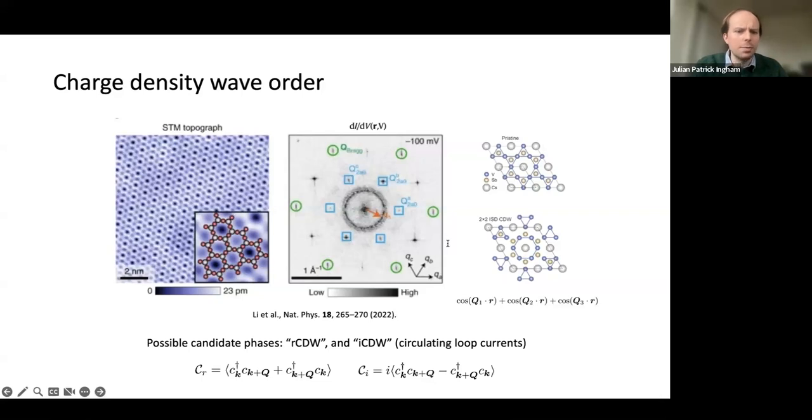So some possible candidate phases that people discussed for this type of charge density wave pattern are this one on the left here, which people call a real charge density wave, or RCDW, and this one on the right here, the ICDW, which are distinguished by being even or odd under time reversal symmetry. We can think about this ICDW, the time reversal odd density wave, as a pattern of circulating loop currents. So these loops of current form local magnetic fields, where the loops themselves break the translational symmetry by enlarging the unit cell.